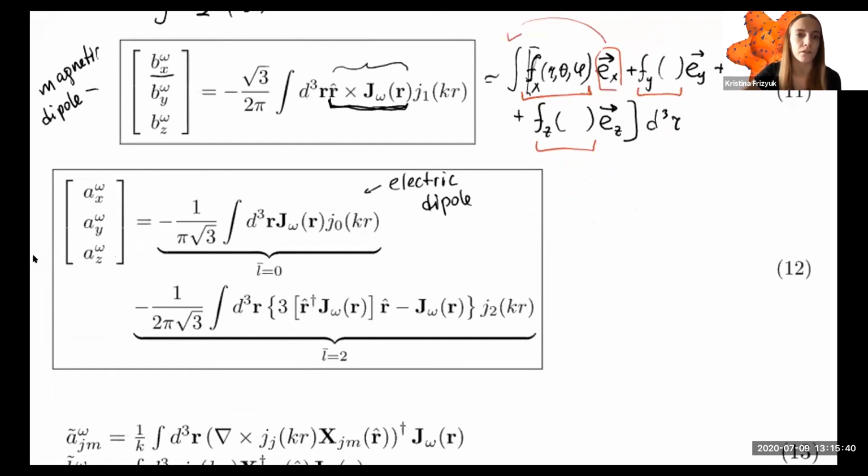Has somebody voted? Could you please reply? Yes. Okay, I don't know why there are no results. Something bad with Zoom.